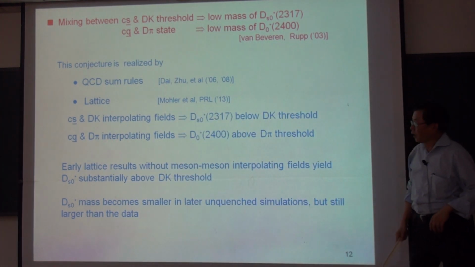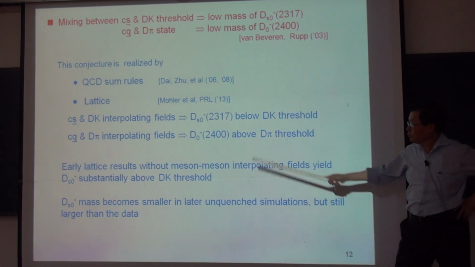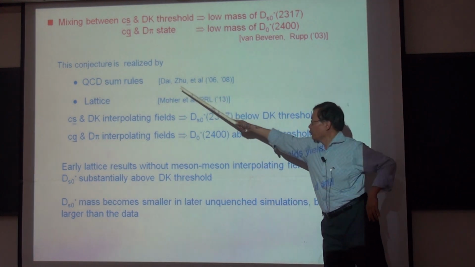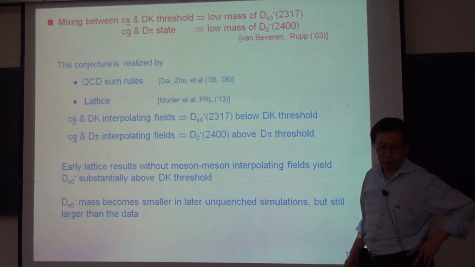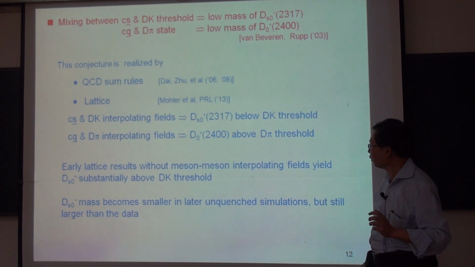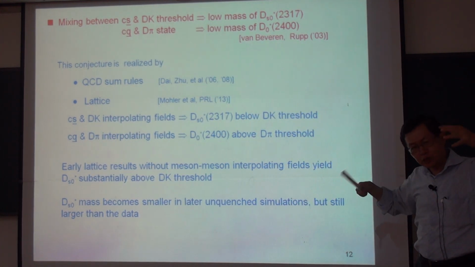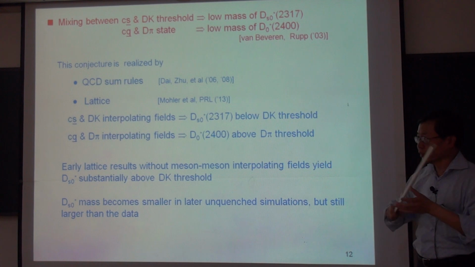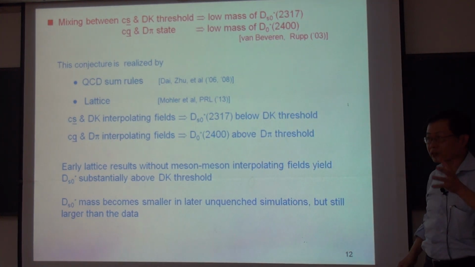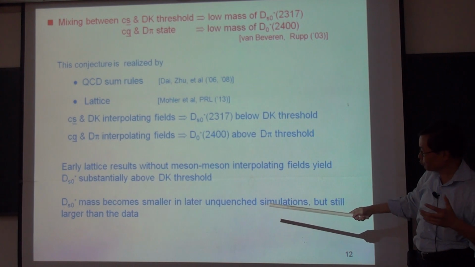Okay. In fact, this proposal has been confirmed and realized by QCD sum rule calculations. There are two QCD sum calculations, done by Dai Yuanben and Zhu Shilin. It's a very famous work doing the pentaquark. They include the DK coupled channel effect in the QCD sum correlation function, and also D pi, for the state. They can calculate the mass of the D_s0 and the D_0. Apparently it's in good agreement with the experimental result.